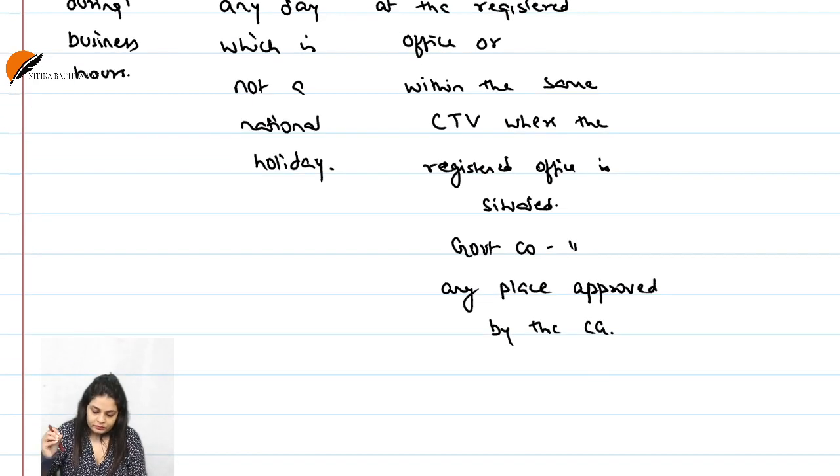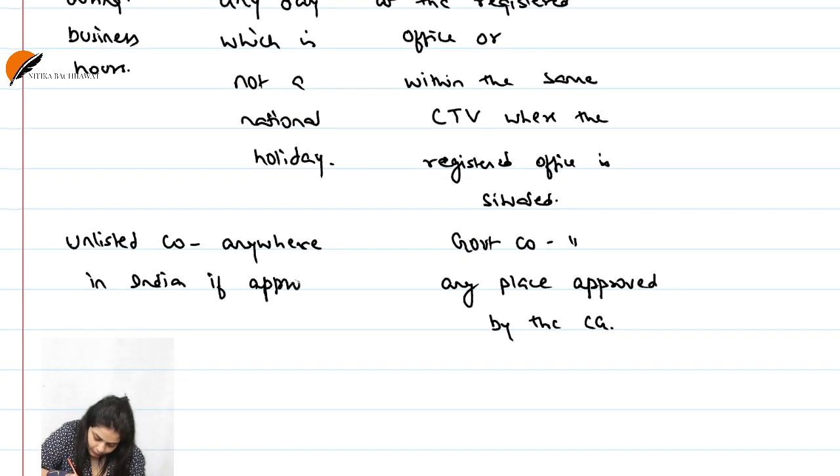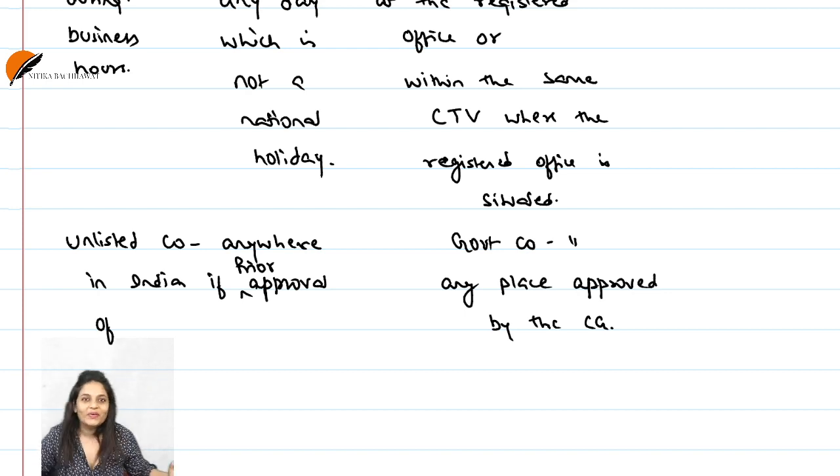Now, the other case: in case of an unlisted company, anywhere in India, if there is approval. Approval means prior approval. That means you cannot say, I am situated in Kolkata, I called a meeting in Bangalore and the members come there. Hey guys, was it okay for you to come here? What is the point of asking now?